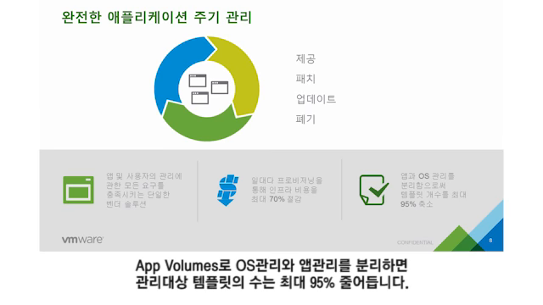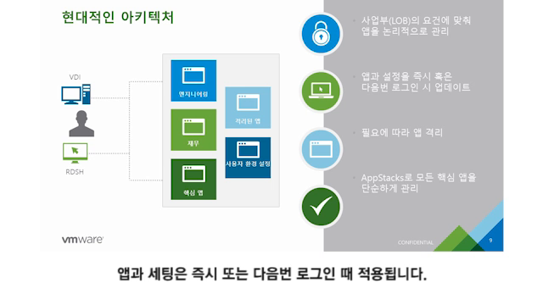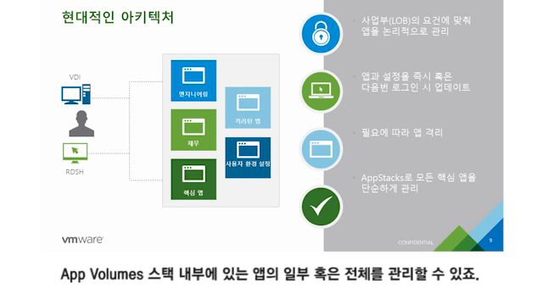Manage up to 95% fewer templates when you decouple OS management from app management using App Volumes. Now, App Volumes is built on a modern architecture that allows IT to logically manage apps based on lines of business requirements. Apps and settings can be delivered either immediately or at next user login. Using app isolation within App Volumes allows IT to isolate apps for true app virtualization when needed. You can manage all or some apps inside of your App Volumes app stacks.